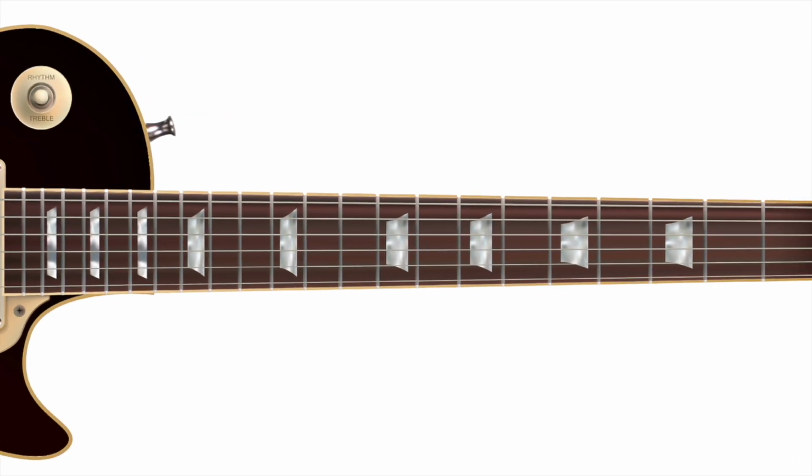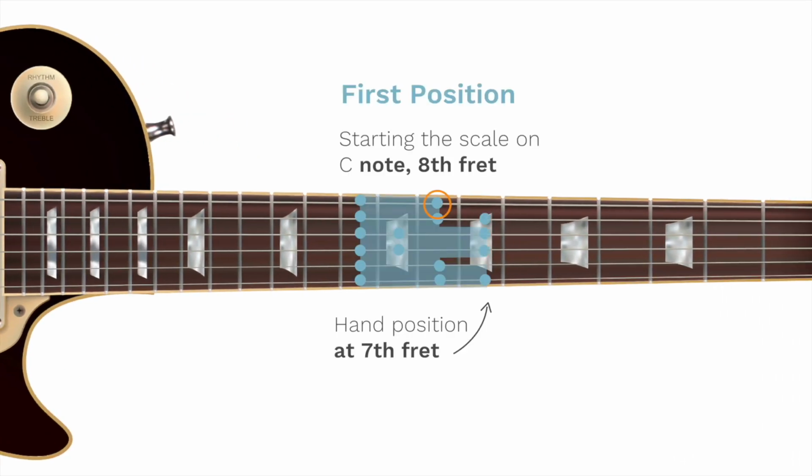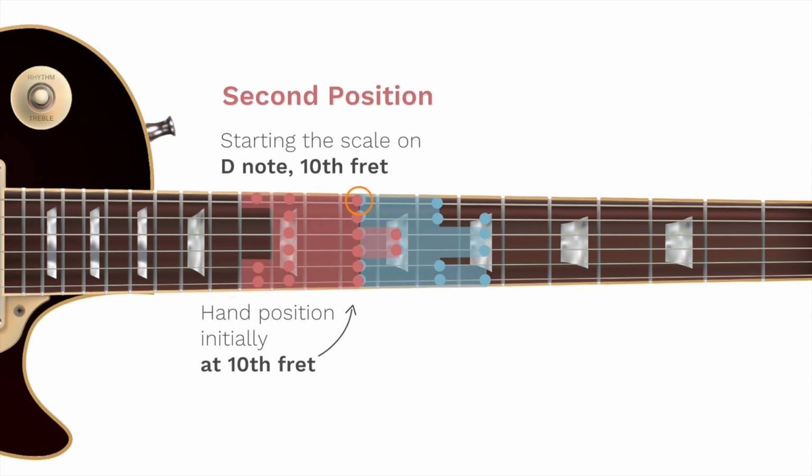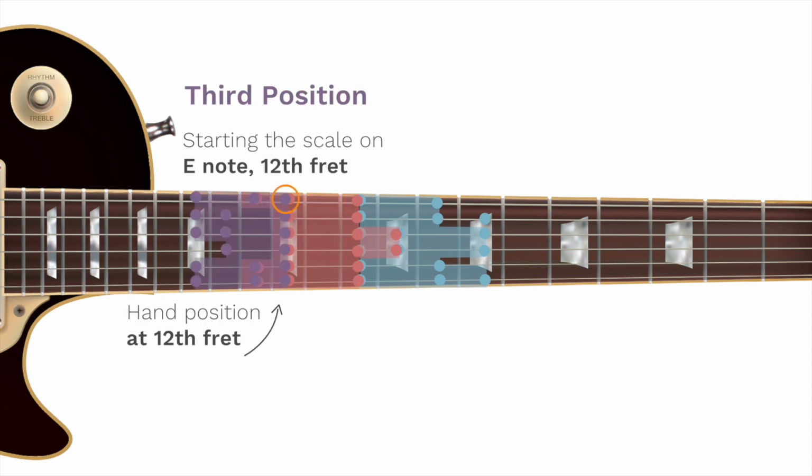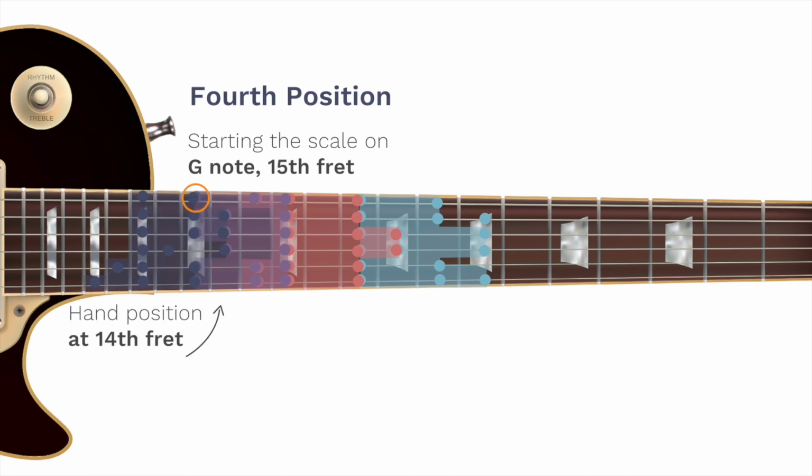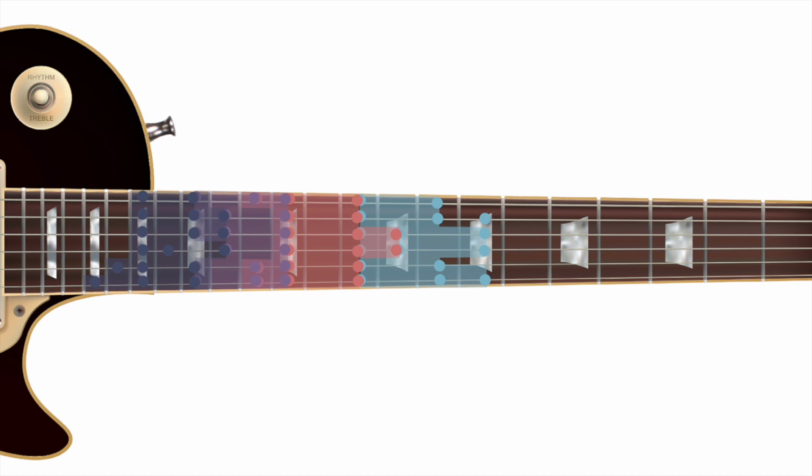Let's use the C major scale. The first position can be found at the 8th fret. The second one lies at the 10th fret and the third is at the 12th. The fourth position is at the 15th fret. The fifth position is already quite high on the neck at the 17th fret.